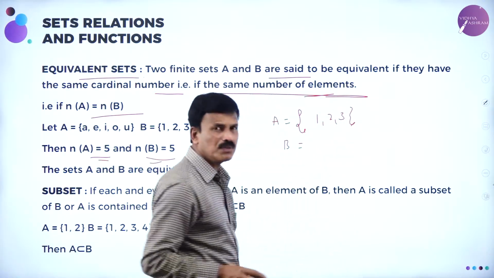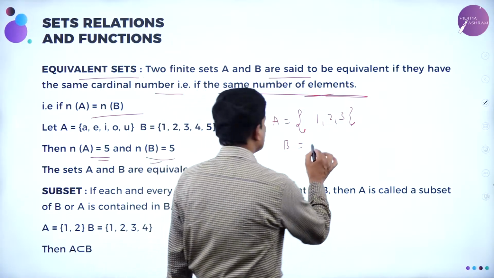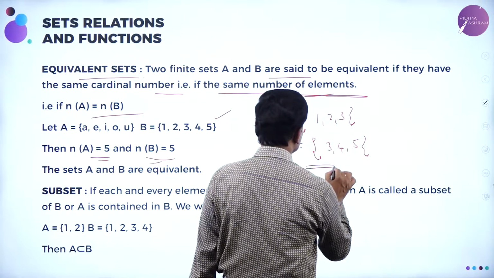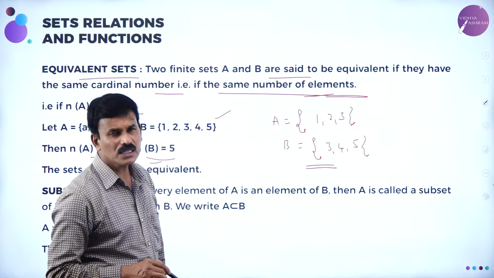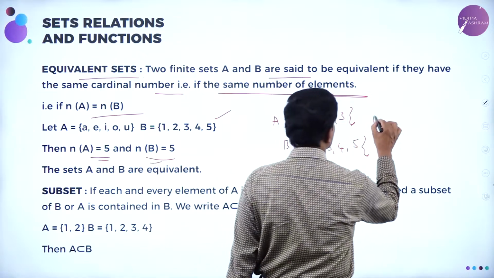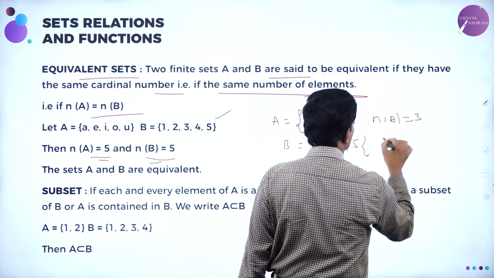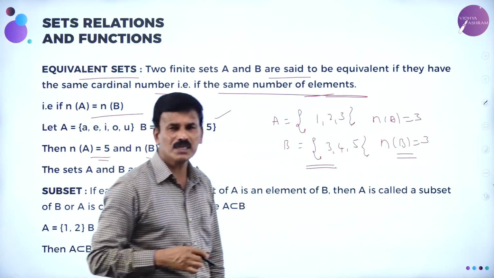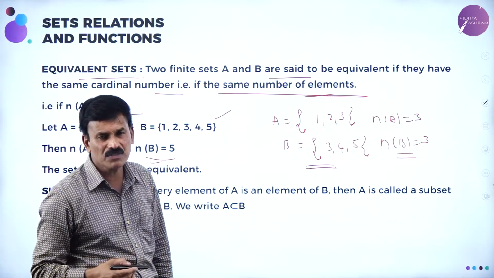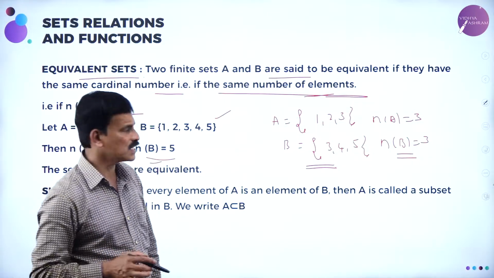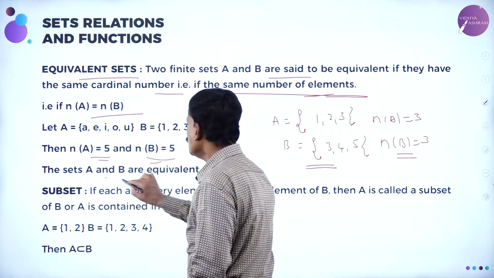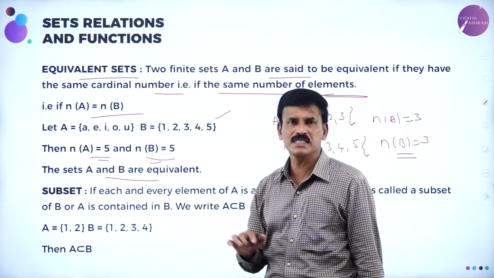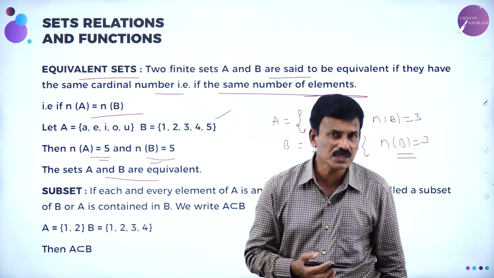Now take another example. If A is equal to {1, 2, 3} and B is equal to {3, 4, 5}, then these two are said to be equivalent sets. The number of elements in A is 3 and the number of elements in B is also 3. The number of elements is the same, but the elements are not the same. Therefore, they are equivalent sets, not equal sets. Two sets A and B are equivalent if and only if the number of elements in A and the number of elements in B are the same.